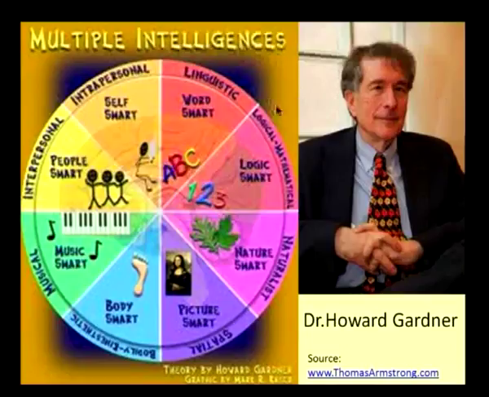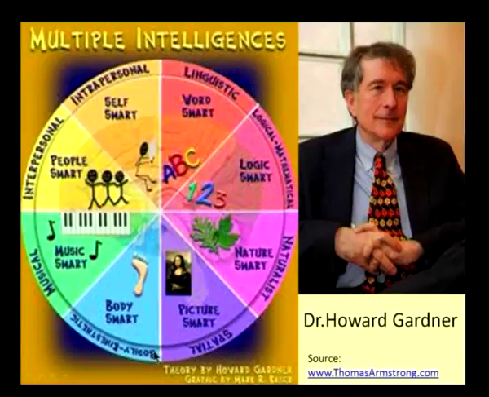Whenever you think of the teaching learning process, we have multiple intelligences. According to Dr. Howard Gardner, we have 8 smartnesses. One is linguistic smartness, that is word smart. Second is logical smart, that is mathematical. Naturalistic, that is natural smart. You have spatial, that is picture smart.